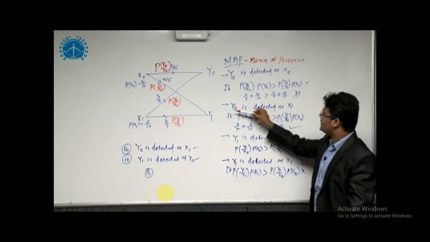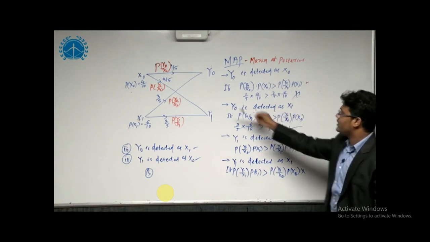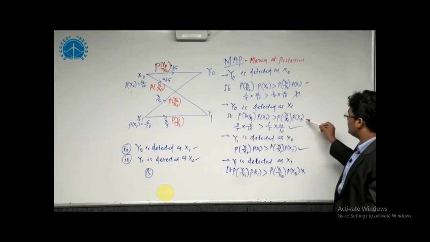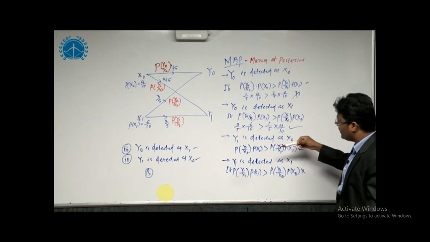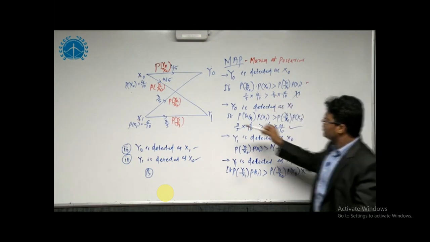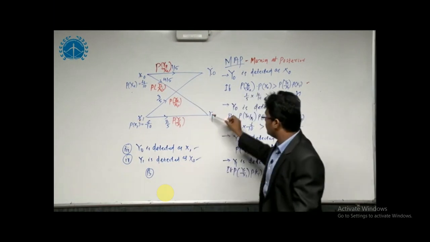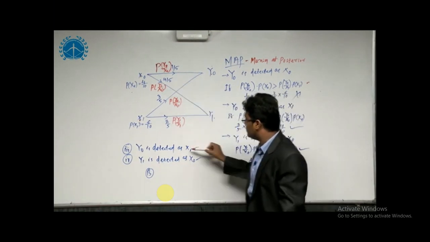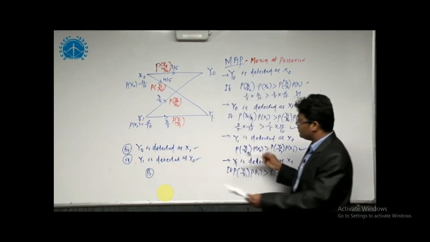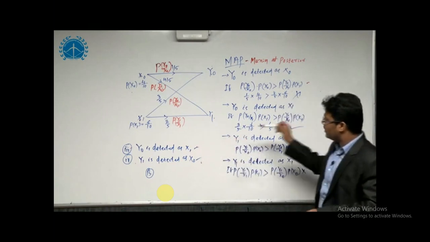Like this also, y0 is detected as x1 when I am using that p of y0 given x1 times p of x1 is greater than p of y0 given x0 times p of x0. If I put all the values like this, then after substituting everything I got the answer: y0 is detected as x1, which is a satisfying statement, and y1 is detected as x0, which is also a satisfying statement, which are in options 3 and 4. So as per the question, whatever is given in option B, both the third and fourth are correct. So the answer is option B.